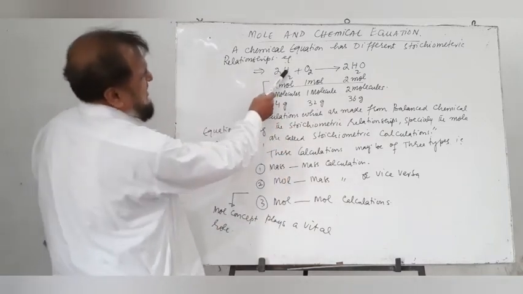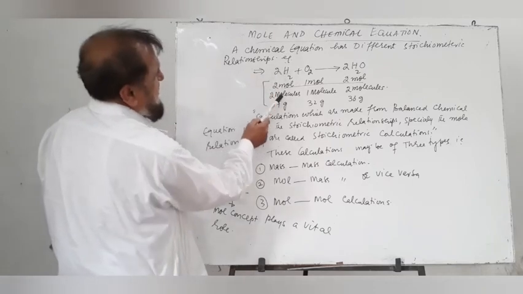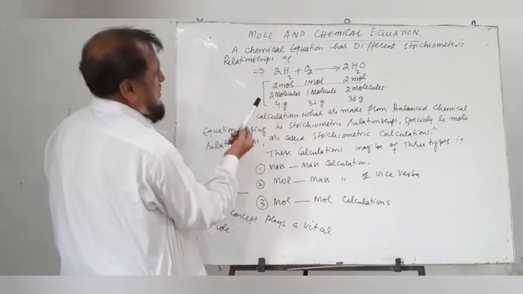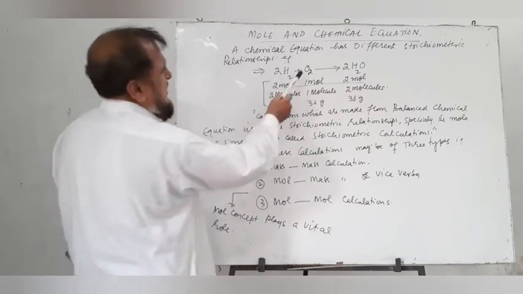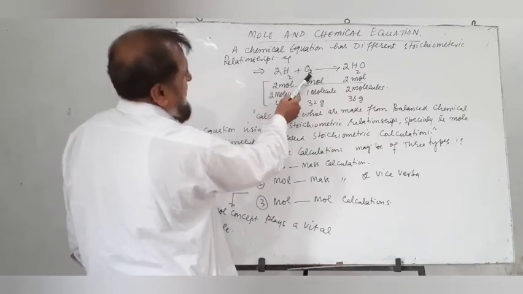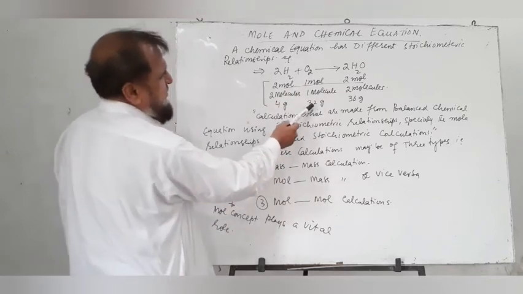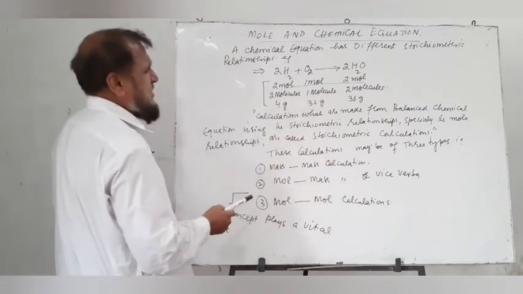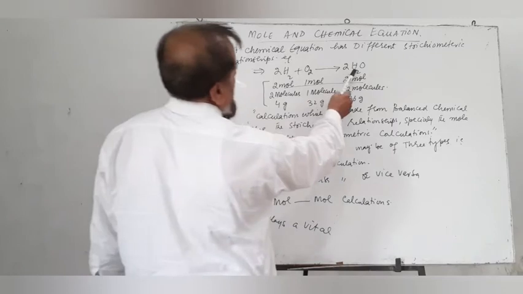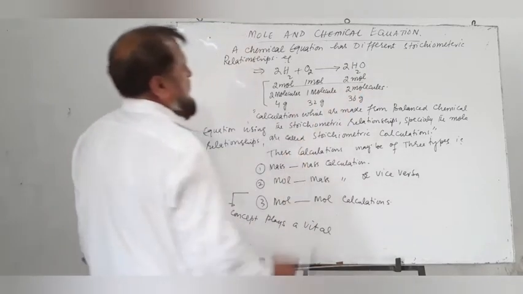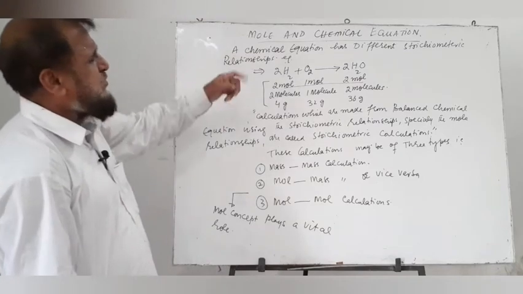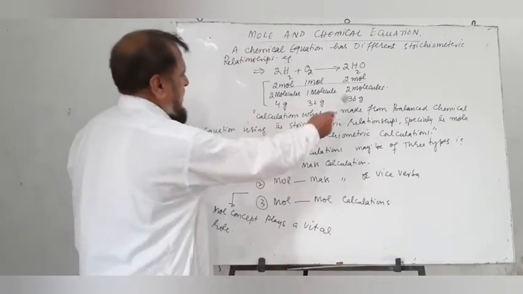For example, in this case we have 4 hydrogen atoms. The atomic weight of hydrogen is approximately 1. Therefore, 4 into 1 gives us 4 grams. The atomic weight of oxygen is 16. We have 2 atoms of oxygen. Therefore, the mass comes out to be 32 grams. Similarly, the molar mass of water is 2 plus 16, 18, and we have 2 moles of water. Therefore, we have 2 into 18, 36 grams of water.